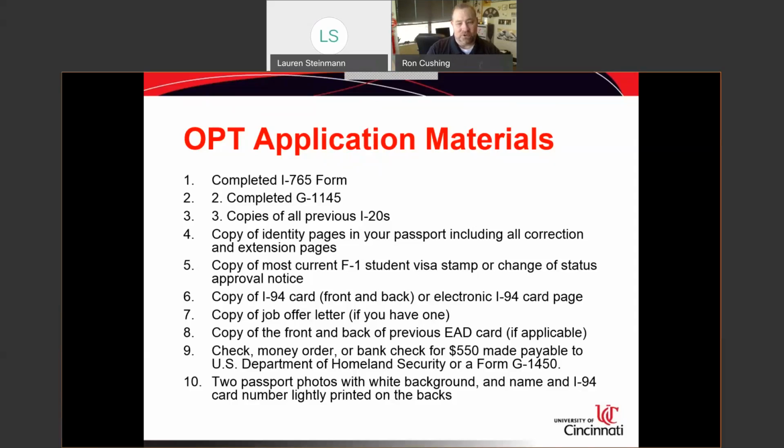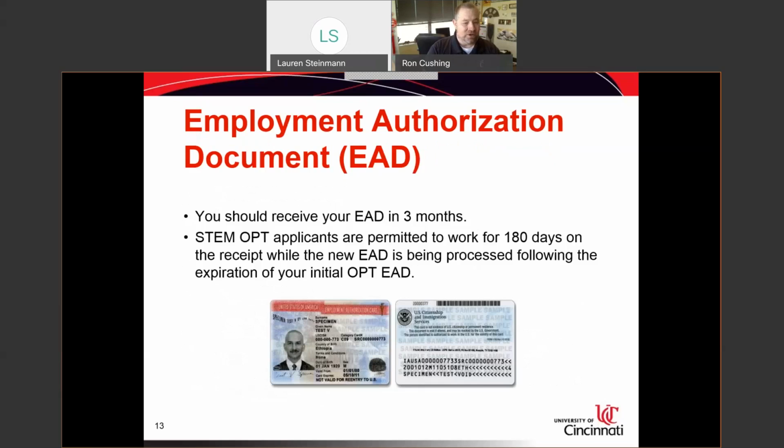You also have to include 2 passport photos with a white background taken within the last 30 days. And lightly on the back, you need to print your name and I-94 card number. That's needed for the 12-month period and the STEM OPT application. However, the EAD card you get, as I said, is going to take 3 months to get. This is what it's going to look like. It'll have your picture on it. But if you are applying for the STEM OPT extension, you're also going to need to include this previous card that you were issued, plus a transcript showing your degree completion.